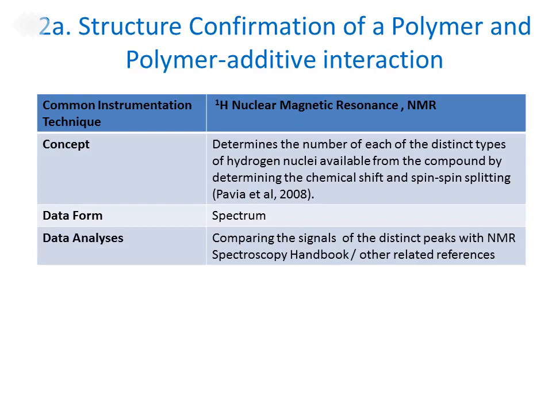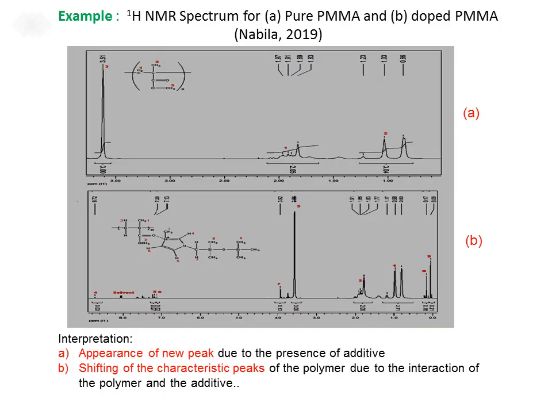One of the techniques is NMR that determines the number of distinct hydrogen atoms of a compound by determining its chemical shift and spin splitting. A NMR spectrum is obtained from the analysis. The distinct peaks will be compared with the NMR spectroscopy handbook if it is a newly synthesized polymer, or the NMR spectrum of the known polymer is compared with the NMR spectrum after the addition of additive.